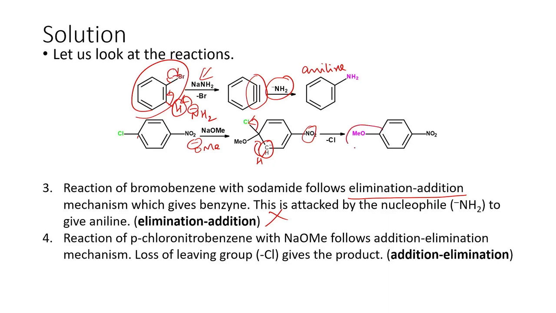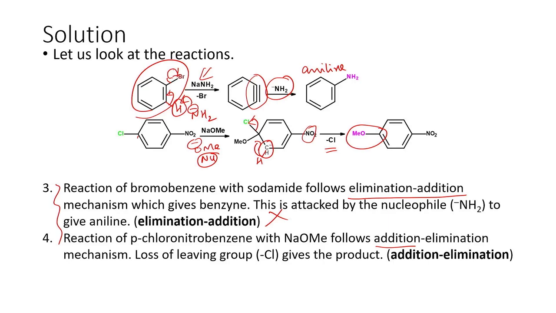So, we end up with the methoxy substitution. That means this reaction follows addition. The addition of the nucleophile is the first step, followed by the elimination of the leaving group. Reactions 3 and 4 are aromatic nucleophilic substitution reactions. They follow different mechanisms, so these two reactions also do not follow the E1CB mechanism.